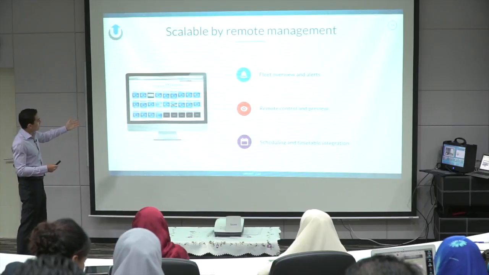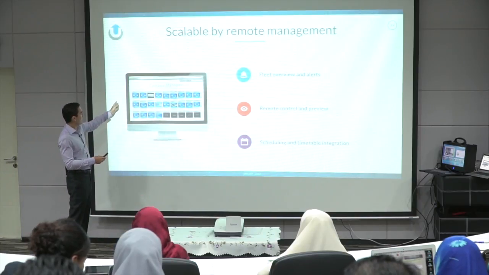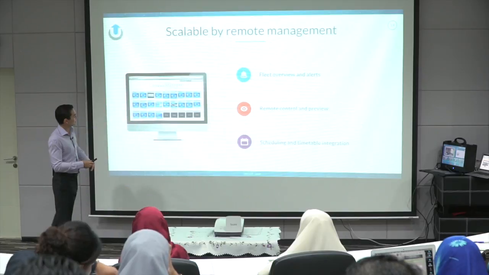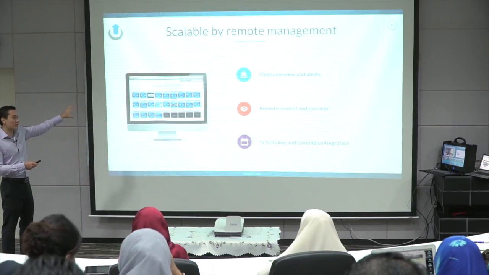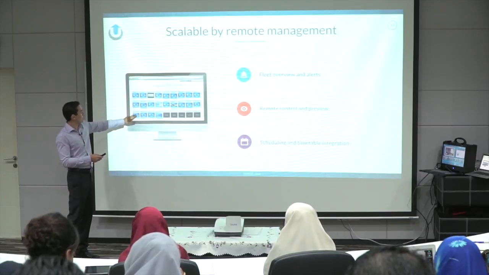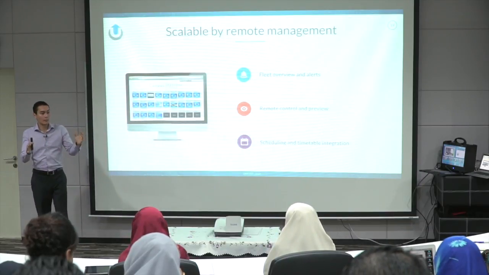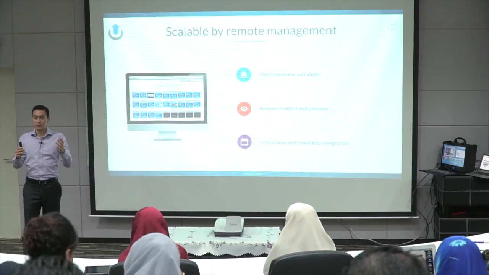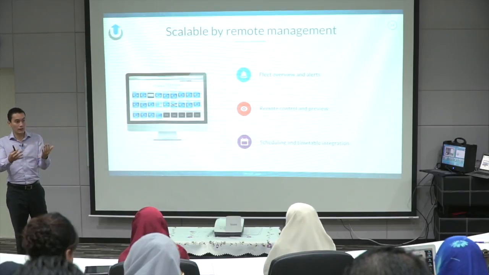So this is actually a real-life example of a university that has many recording systems, obviously. Each of these squares is a recording system, and if you click on one, you will actually see what's happening on that machine right then. So you can see a preview of the video feed, of the data feed.